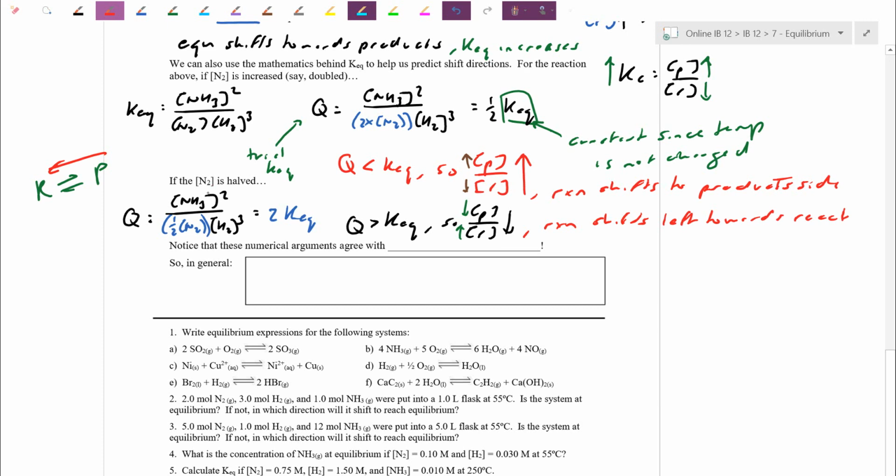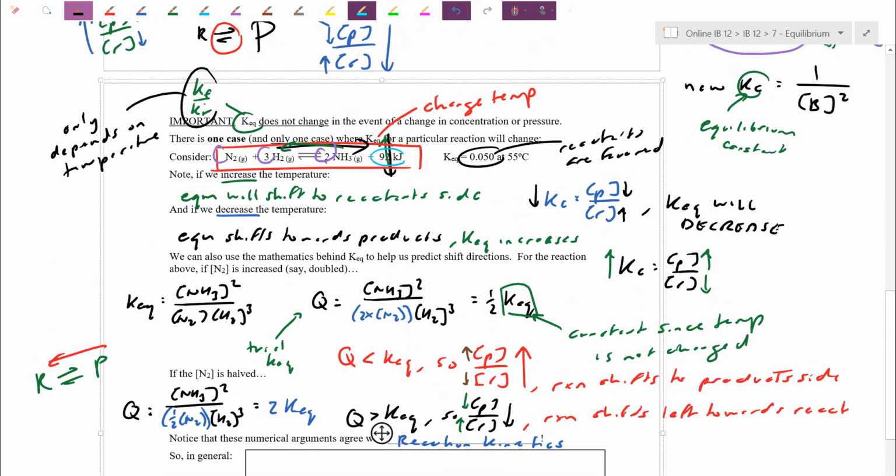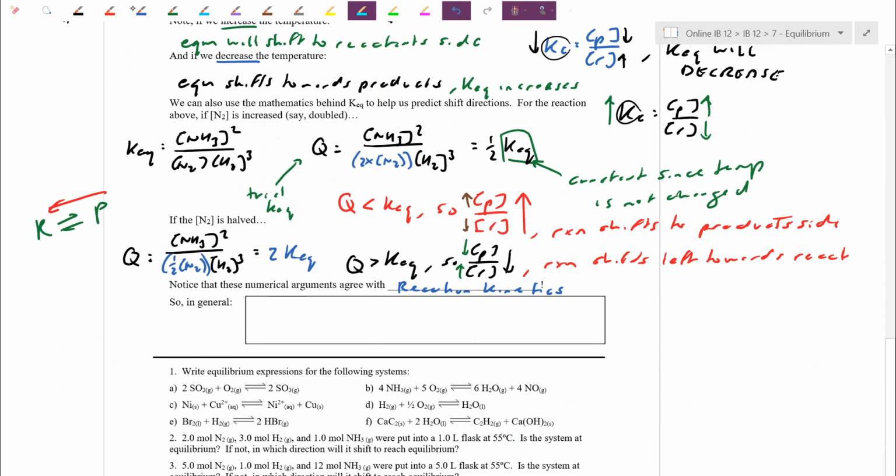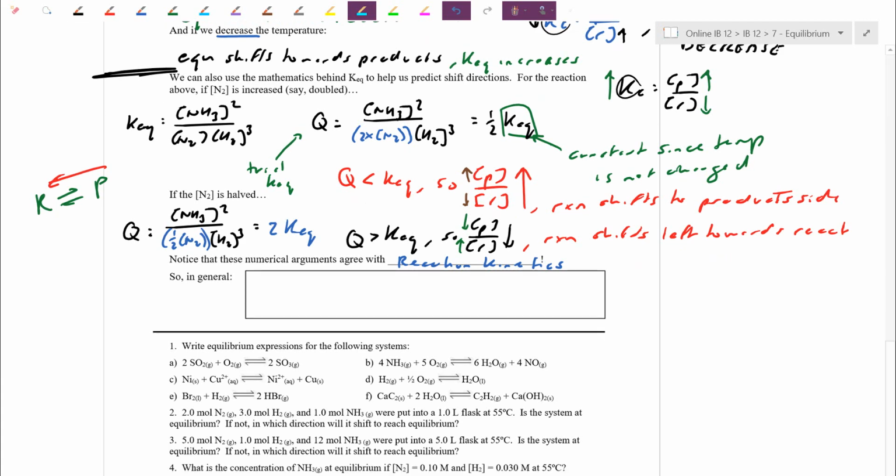By suddenly changing the N2, I didn't have a lot of N2, it basically shifts to replenish some of the N2 there. Note this numerical argument agrees with our reaction kinetics from chapter 6, because KEQ only depends on the rate constants. Sure, if I change temperature, the number itself will change. In this second situation, because I'm only changing concentration, temperature is actually constant. The Arrhenius equations will be constant, and therefore the equilibrium constants will actually be the same as well.